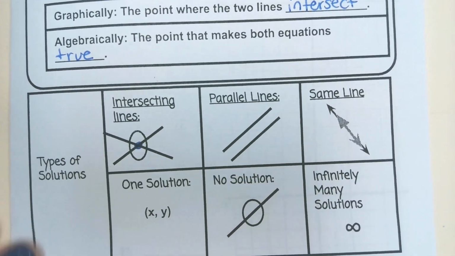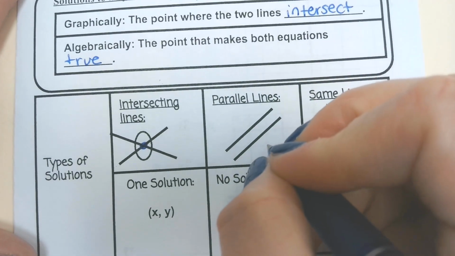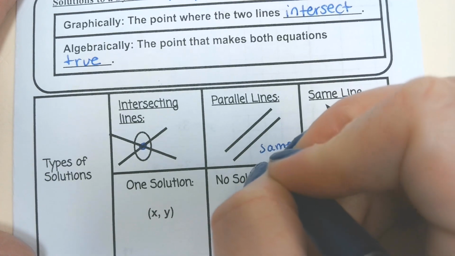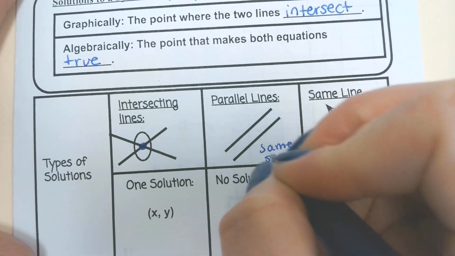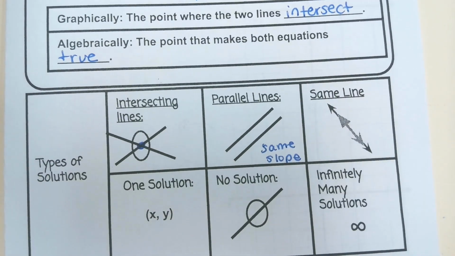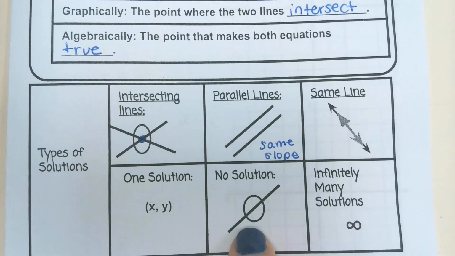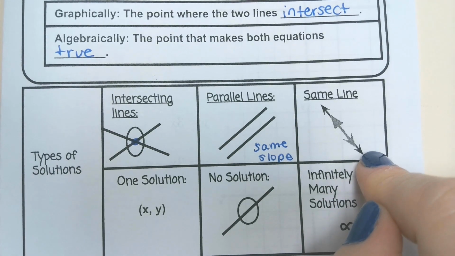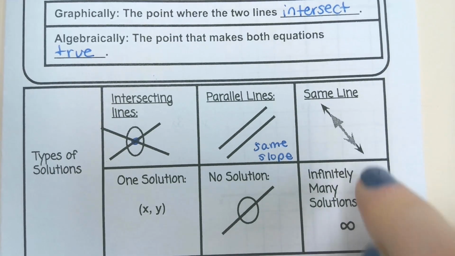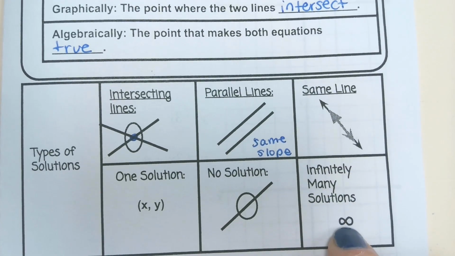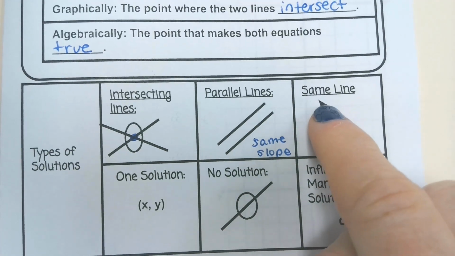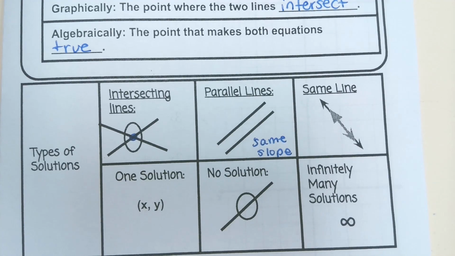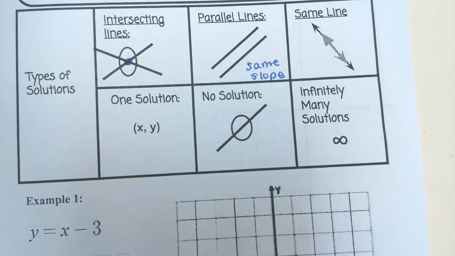Remember, parallel lines have the same slope. So if two lines have the same slope, they will never intersect, and therefore you have no solution. If one line is on top of the other line, they're the exact same, then they have infinitely many solutions, because every single point is a solution because they share it. It's the same. So let's look at an example.